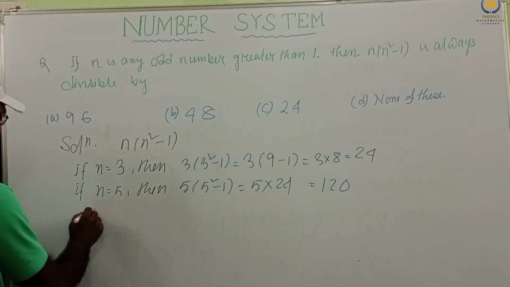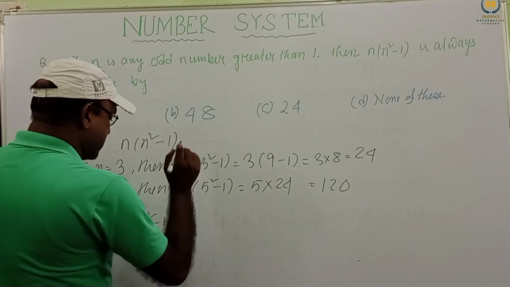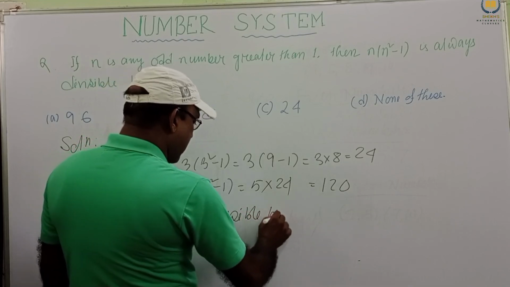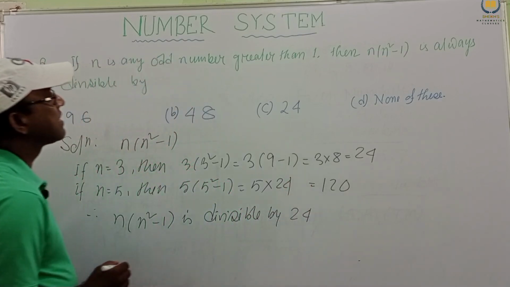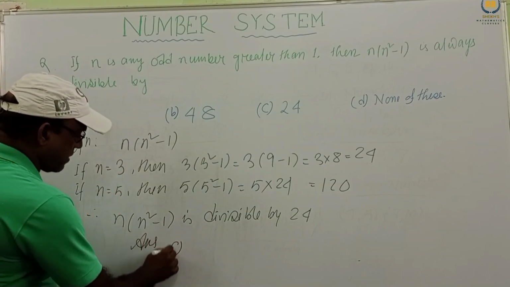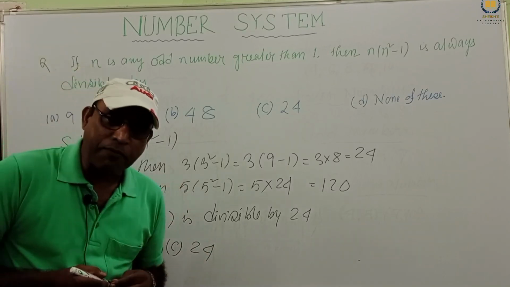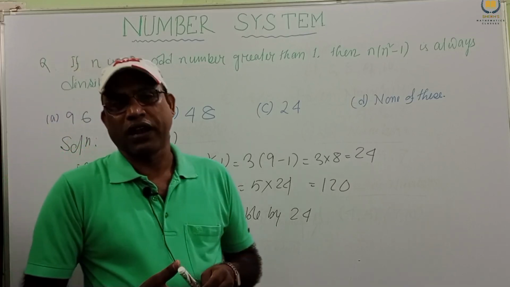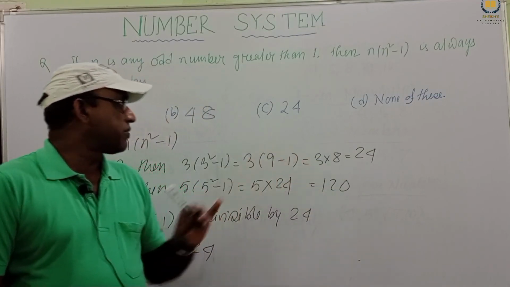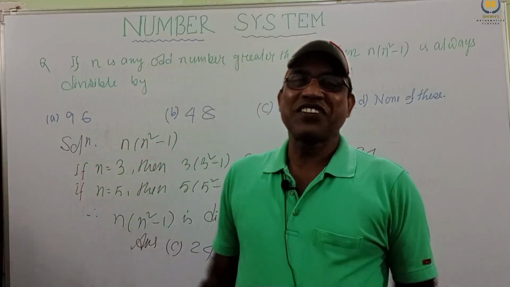Therefore n into n square minus 1 is divisible by 24. So which one is the correct answer? C. Answer C, 24. So this number is divisible by 24 if n is an odd number greater than 1, and this is your answer. I hope this solution is very easy.